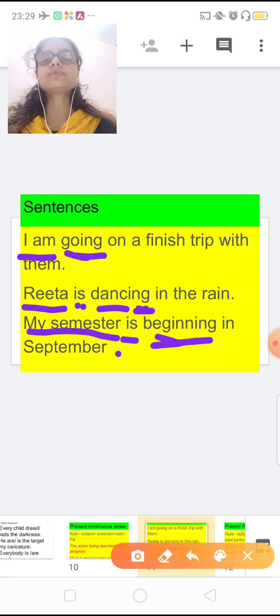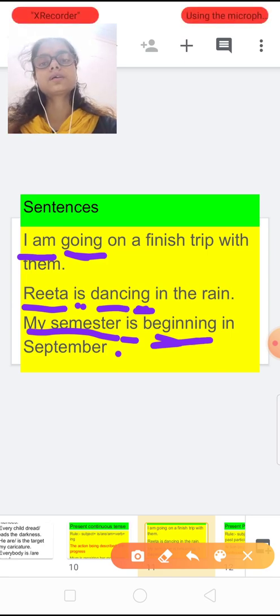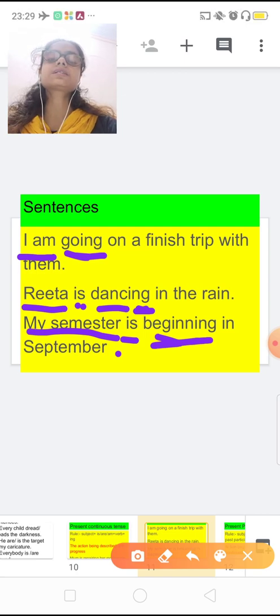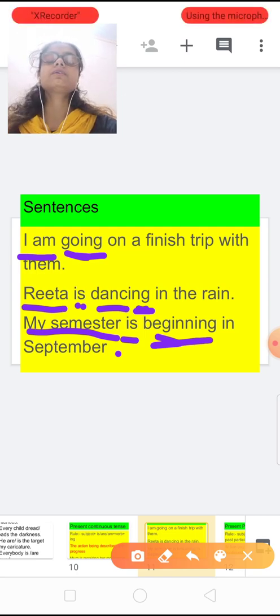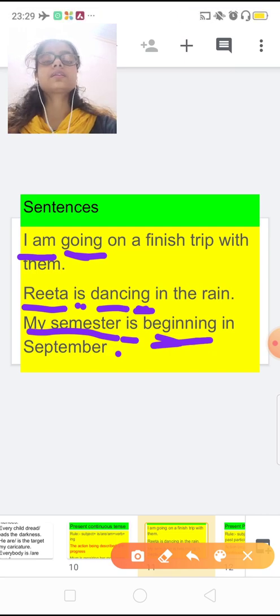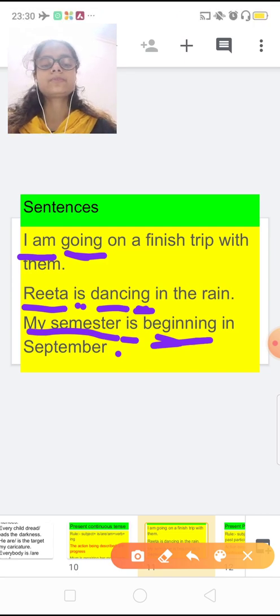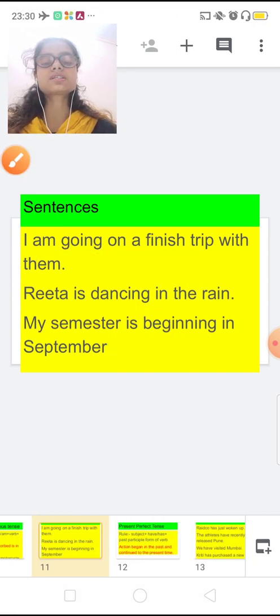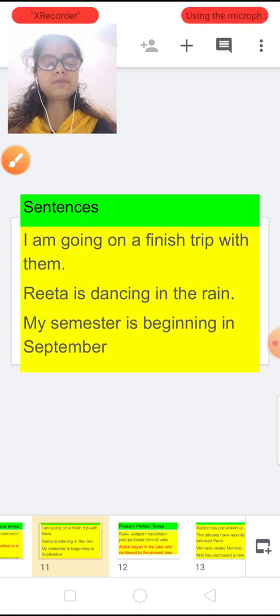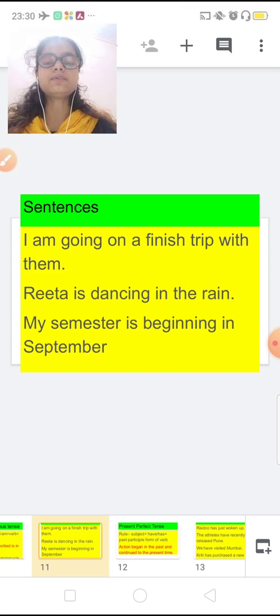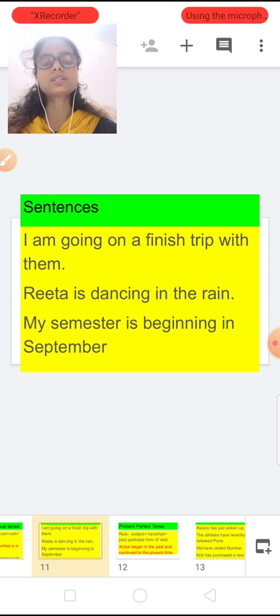So here what do we use? With a singular subject we use is plus verb first form plus ing and the rest of the sentence. With plural we use are, then first form plus ing. With I we use am plus first form plus ing. So we can say the continuous tense is also an ing form. So here we have some examples of present continuous tense.